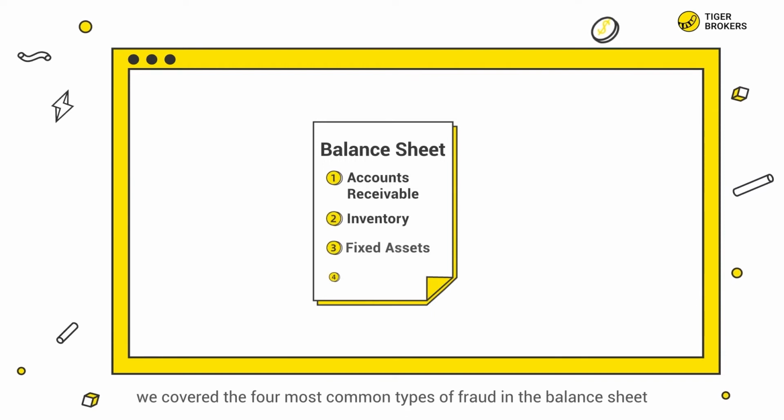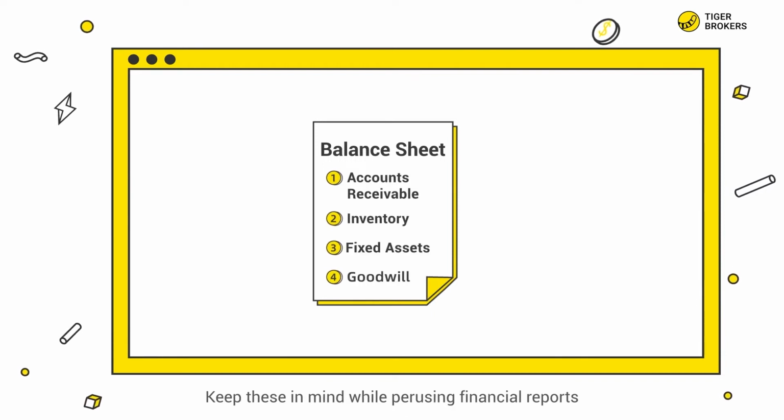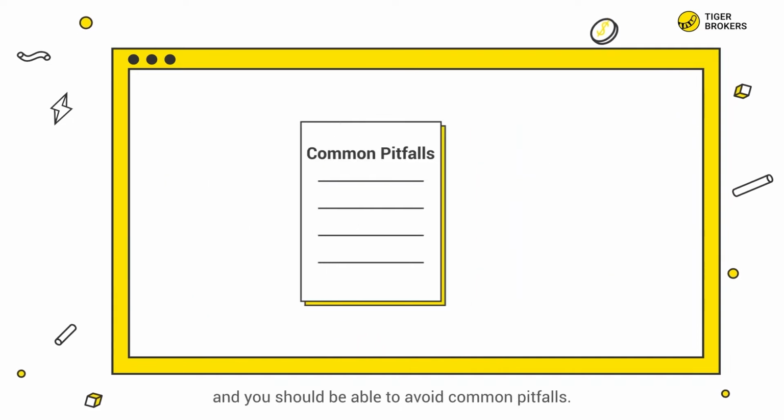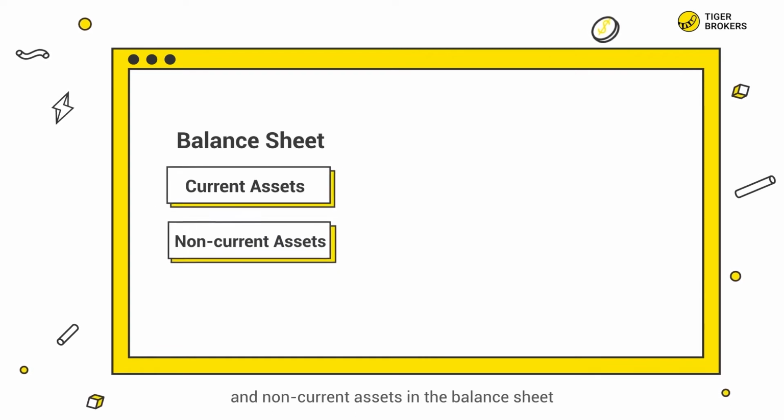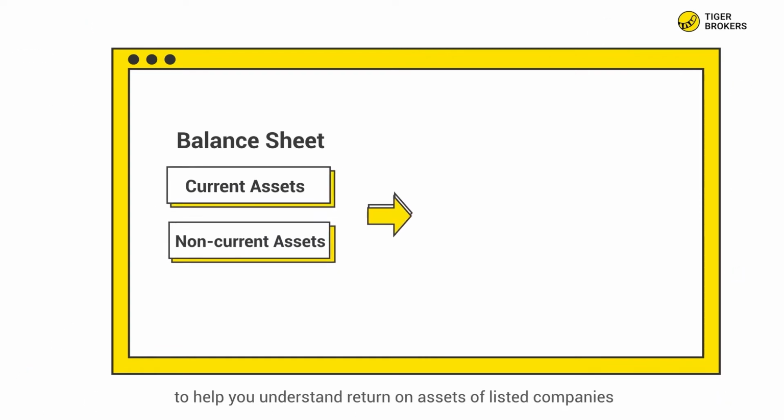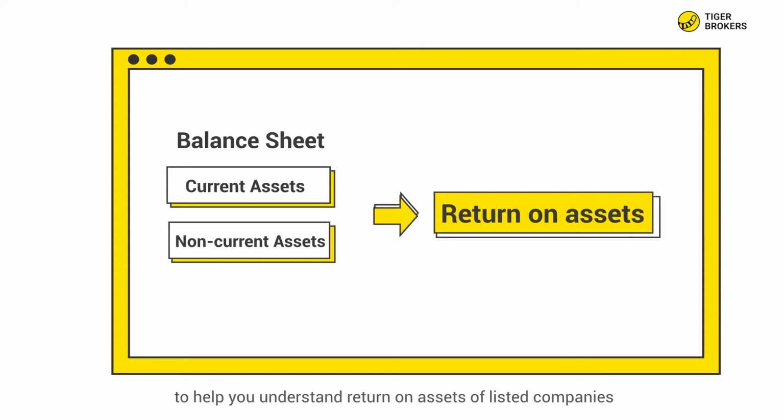In the previous session, we covered the 4 most common types of fraud in the balance sheet. Keep these in mind while perusing financial reports, and you should be able to avoid common pitfalls. In this session, I shall touch upon current assets and non-current assets in the balance sheet to help you understand return on assets of listed companies.